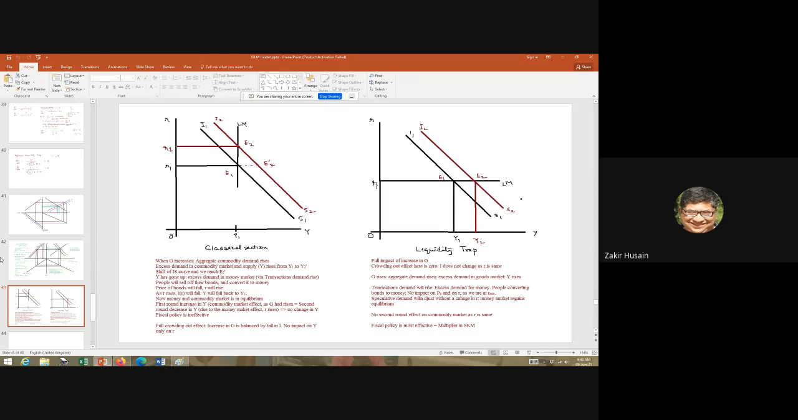On the other hand, if you go to the liquidity trap, the so-called Keynesian section, then we will find that fiscal policy is at its most effective situation. In this case, the multiplier is equal to the multiplier in the simple Keynesian model. The reason is that there's no second round effect via the money market. Rate of interest doesn't change, and so there's no crowding out effect.